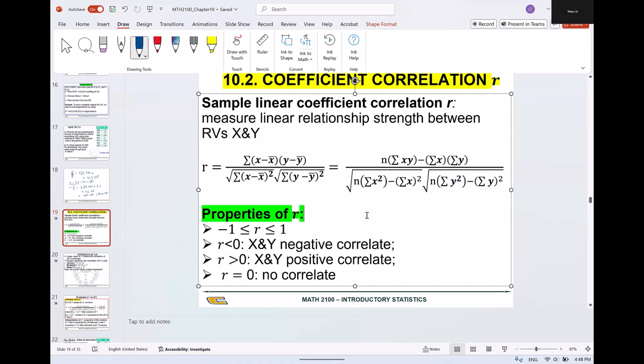Some properties of the linear correlation coefficient R. The linear correlation coefficient is a number between -1 and 1. We can prove that, but again, it's not in the scope of this class, so here we just accept it as a fact, okay? When your R is less than 0, negative, we say X and Y are negatively correlated. If your R is greater than 0, we say X and Y are positively correlated. And when R equals 0, we say they have no correlation, okay?